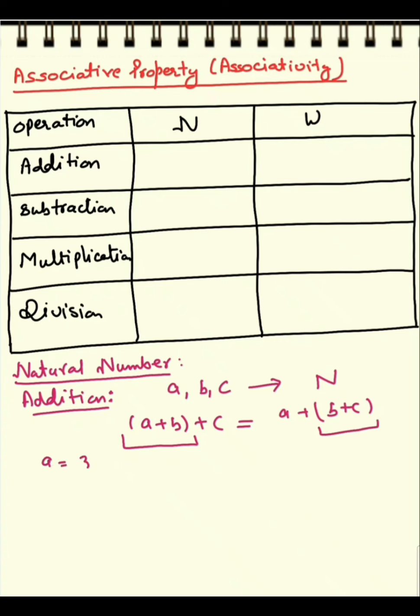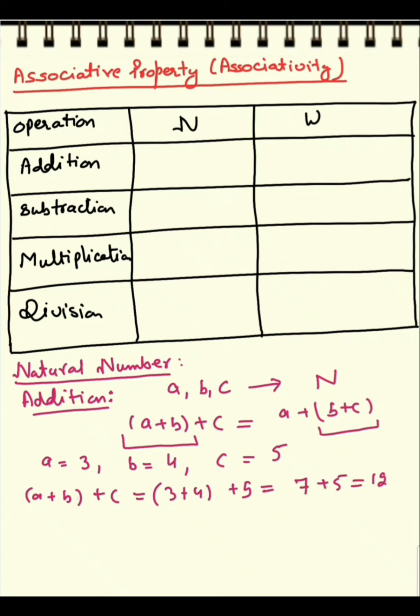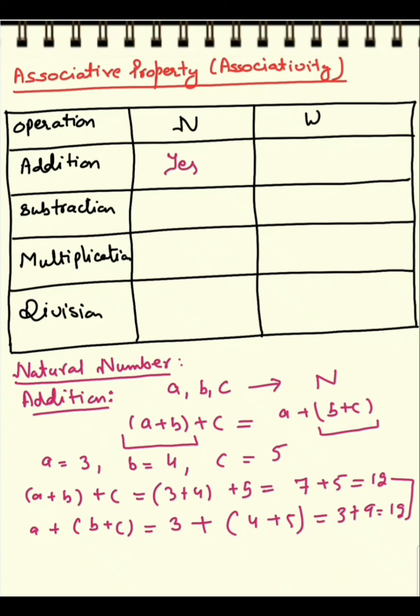Let's take one example. A is equal to 3, B equal to 4 and C is equal to 5. Then (A plus B) plus C is equal to A is 3 plus 4, plus C is 5. 3 plus 4 is 7 and 5, which is equal to 12. And now A plus (B plus C). So here A is 3 plus B is 4 plus C is 5. This will become 3 plus 9, which is equal to 12. So addition of natural numbers satisfy associative property. So we can write here yes.